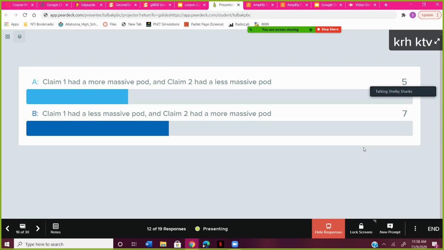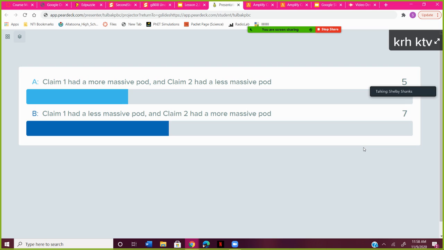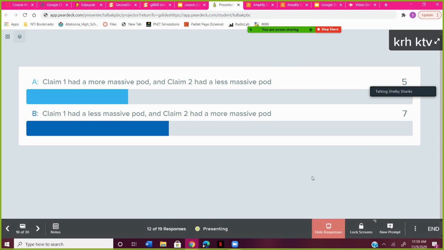All right, this is what happened last class. There is one right answer and there is one wrong answer here, so we've got to figure it out. I think this is where the modeling tool is really going to help us see it and explain it. Some of you are saying that claim 1 had more mass and claim 2 had less mass.